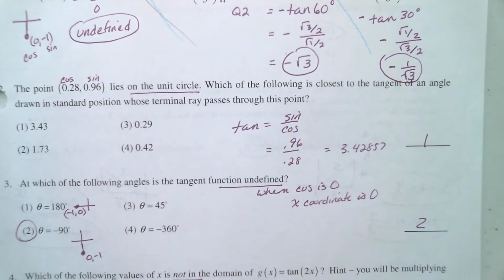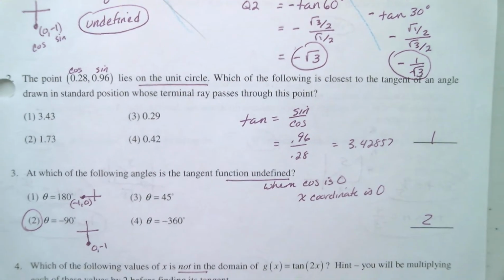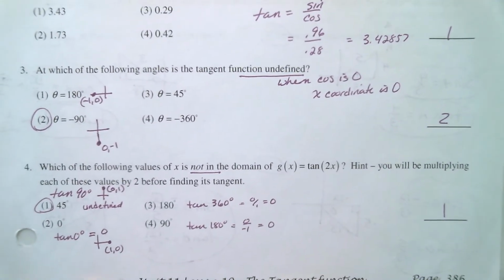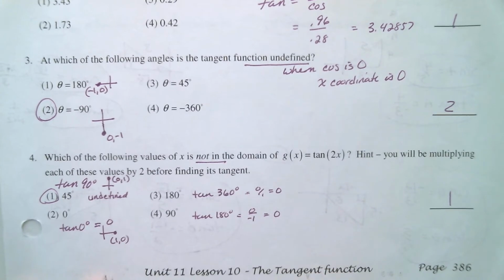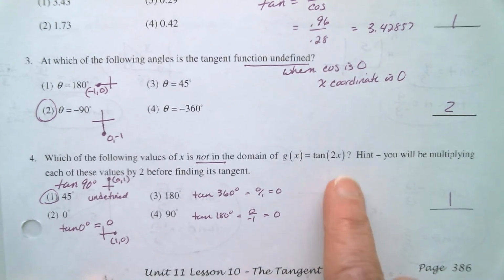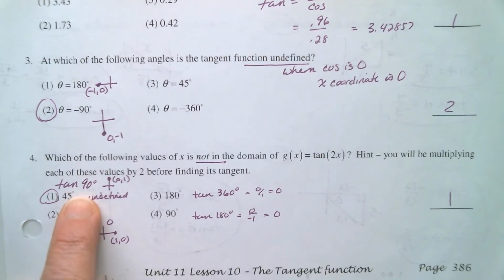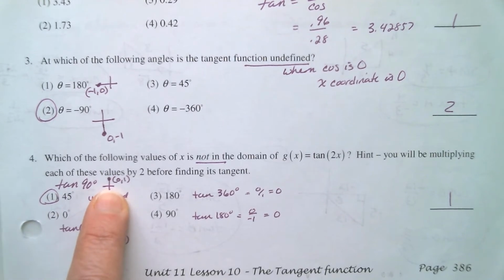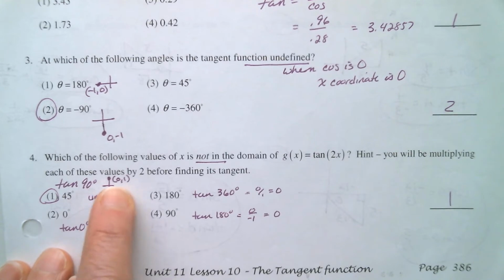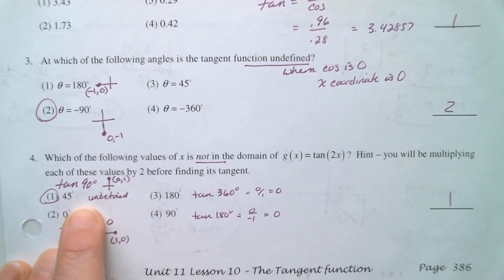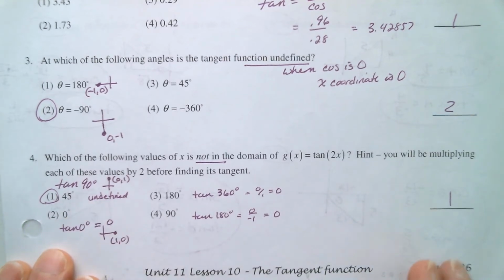Which of the following is not in the domain of g of x equals tangent 2x? Well, you'd have to double the angle first. 45 doubled is 90. What is a tangent of 90 degrees? I'm looking at the point on the unit circle at 90 degrees, and the sine value is 1, the cosine is 0. So fortunately, it happens to be the first one. That's going to be undefined.